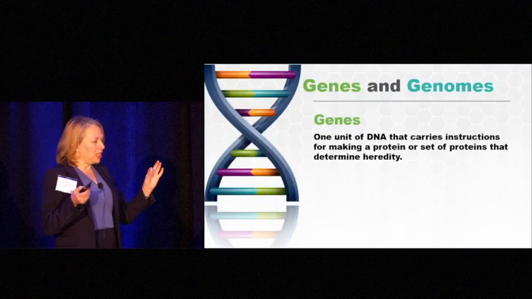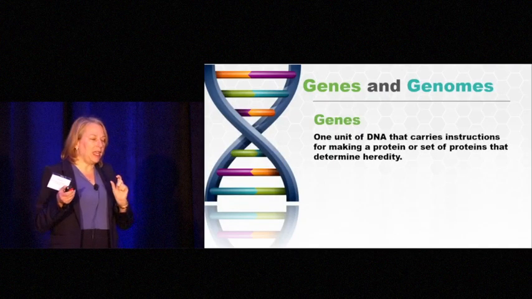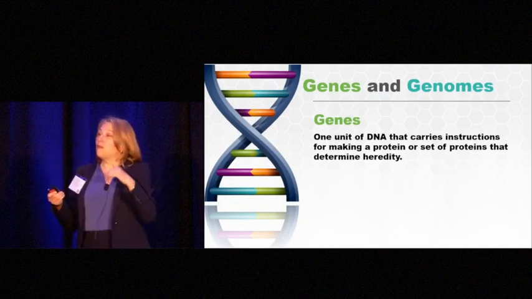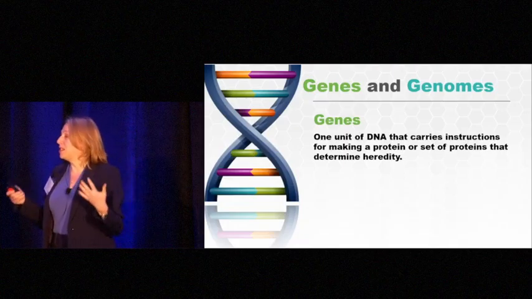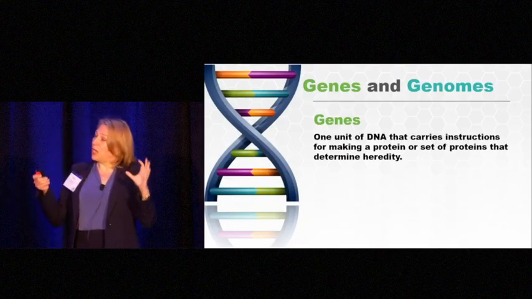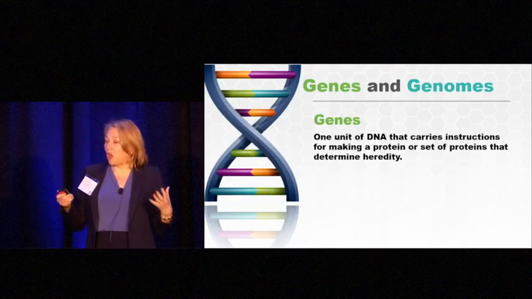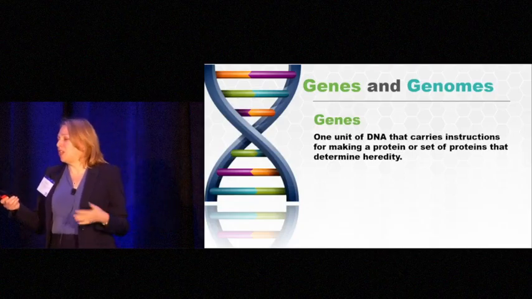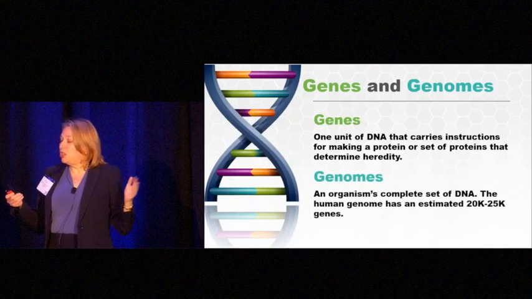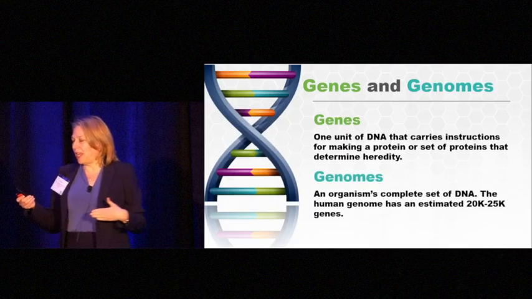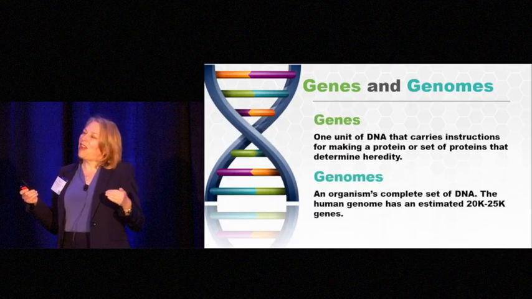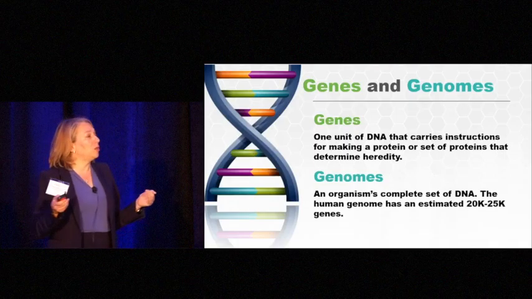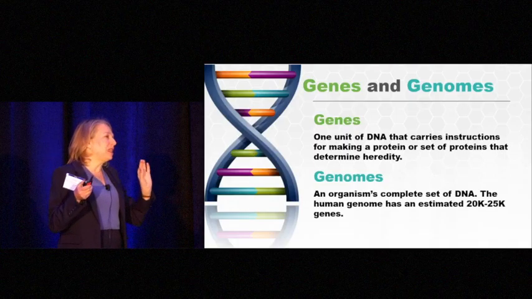And so the gene is one unit of DNA that carries instructions for making a specific protein or receptor or vitamin or whatever it's coding for, or a set of genes causing that. Together, these really determine not just heredity, but who you are. Your genome is your complete set of DNA. You have about 20 to 25,000 genes in your genome, but that doesn't mean that there are only 20 to 25,000 SNPs.